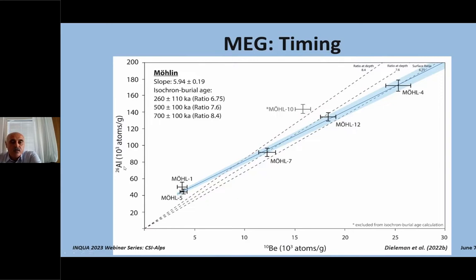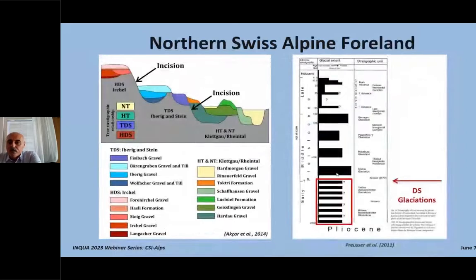This is the isochron plot of this till in Merlin, and this is the aluminum concentration. This is the beryllium concentration. These are the measured concentrations, and we regressed the line and calculated an age of 500,000 years for the most extensive glaciation. So this was the example.